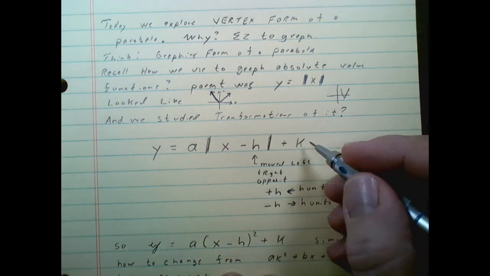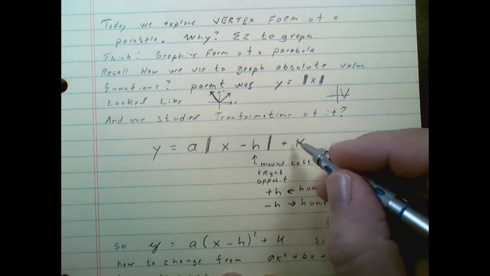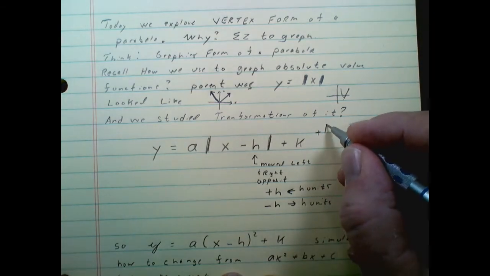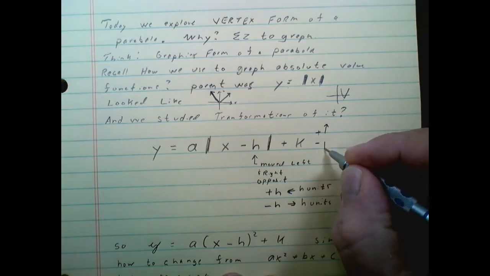And k, I used to use a v in class because it moved it vertically. If it was positive, it moved it up. And if it was negative, it moved it down.